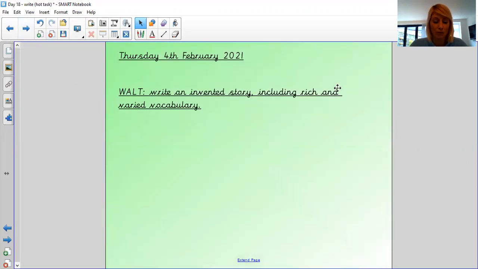So let's have a look at our WALT for today. So our WALT is to write an invented story, including rich and varied vocabulary. So this really is our final piece of our unit of work. We've worked so hard on our Escape from Pompeii text. We've learned the text, we've imitated the text, and now we are creating our own story similar to Escape from Pompeii, but hopefully with a different natural disaster, different characters, and a different setting.